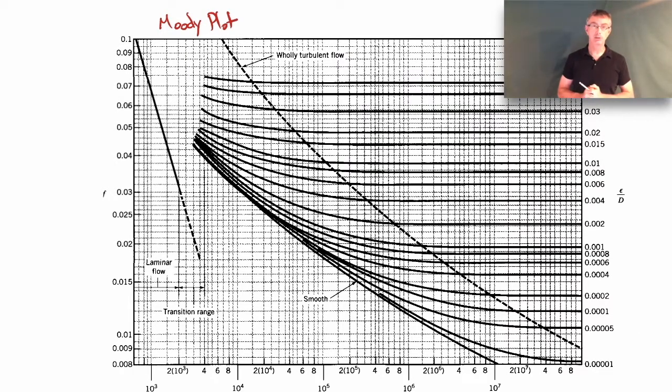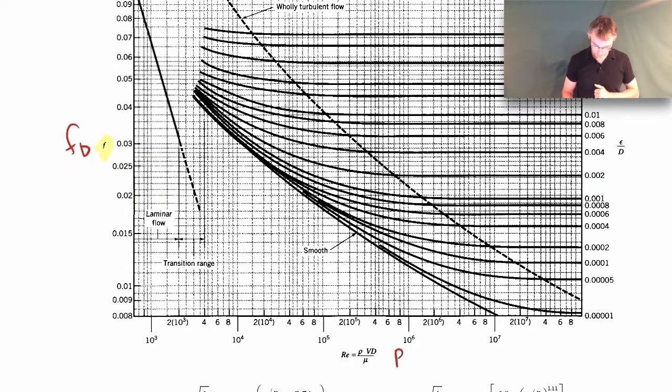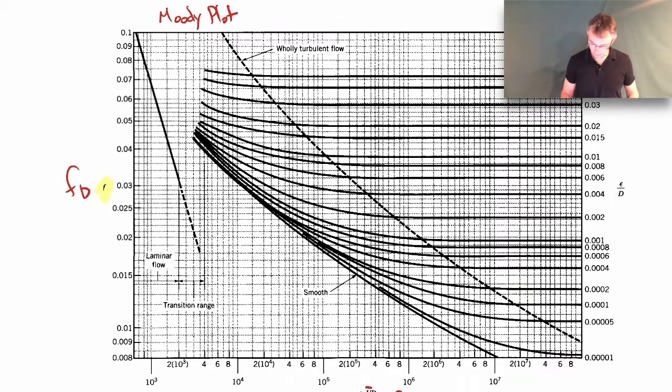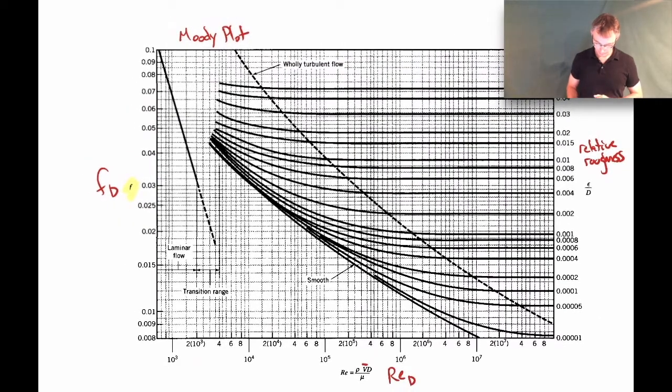Okay, so this is what's called a Moody plot, and this allows you to find the friction factor, which is right over here. This is that Darcy friction factor, as a function of the flow Reynolds number. This is the Reynolds number based on the average velocity in the pipe and the pipe diameter. Then over on this side, we have what's called the relative roughness of the pipe, and I'll talk about that in a moment. So let's not worry about the relative roughness for a moment. We have friction factor versus Reynolds number.